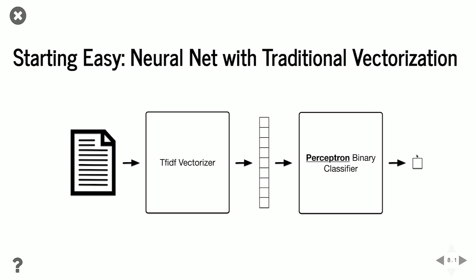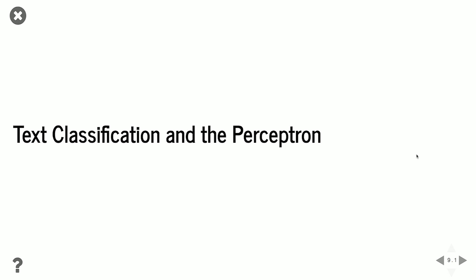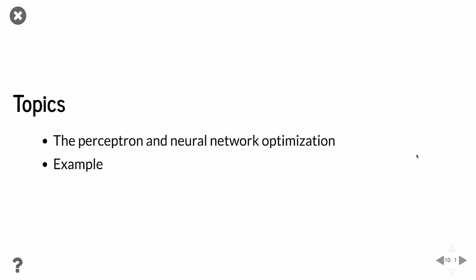I'll call out some of the reasons why I really like PyTorch, because it makes debugging really easy as well. So let's get started with text classification and the perceptron. Here, I'm just going to give an overview of what a perceptron is and talk about how we actually do neural net optimization, and then we'll hop right into an example in a notebook.